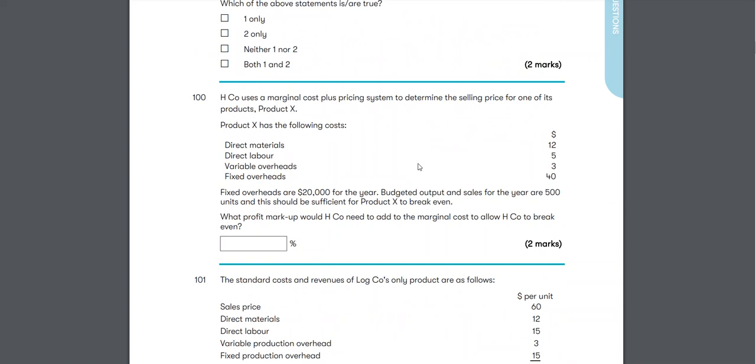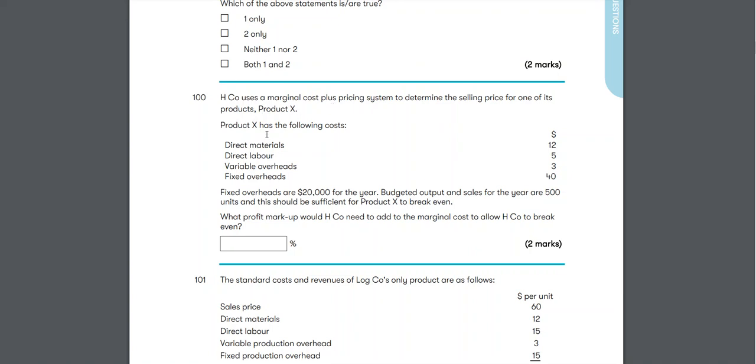HCO uses a marginal cost plus pricing system to determine the selling price for one of its products. Marginal cost means the variable cost of the product plus adding a profit. Remember, cost plus pricing means finding the cost and adding profit. It could be full cost plus pricing, which means adding the fixed costs as well. It could be marginal cost plus pricing. It could be relevant or standard cost plus pricing. So this company is using marginal cost plus pricing.